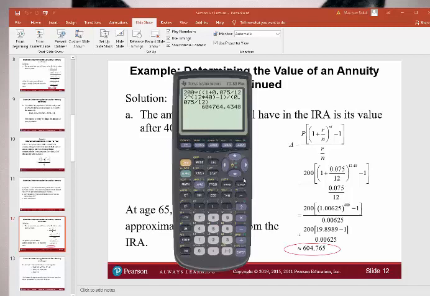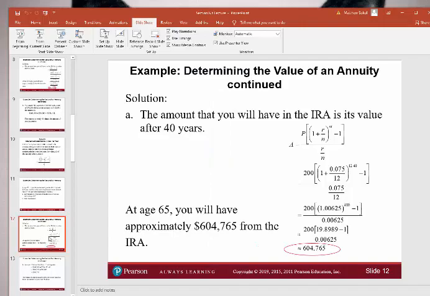So you can do this one step at a time if you want to. Let me show you. You could do in here 1 plus 0.075 divided by 12. I'm going to raise that to the 12 times 40th power. Close that parentheses. I'm going to subtract 1, then multiply that by 200. Now I'm going to divide that by, in parentheses, 0.075 divided by 12. You get the same thing. So whatever way is easier for you, you're more than welcome to do that.